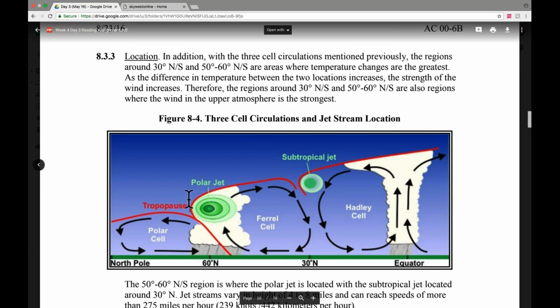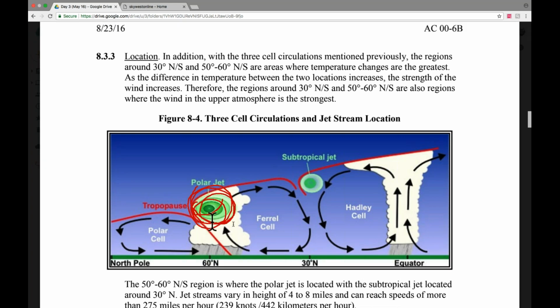So where we see the strongest wind is actually going to be between these two. This polar jet here, so the jet stream right there versus this jet stream. As far as weather development, we're going to have much more closer to the equator, but the higher wind speed here is due to the height and the temperature differences between these two cells here. Okay, this is where we see that greatest temperature change.